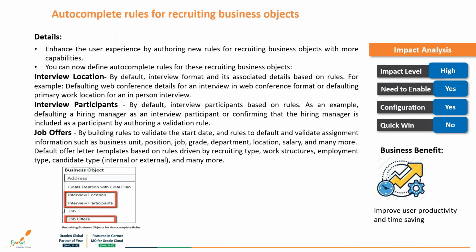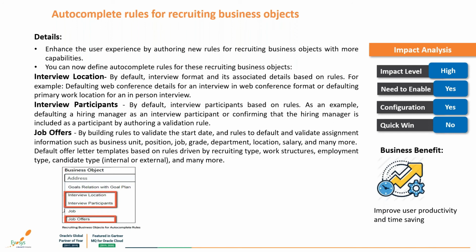which is autocomplete rules for recruiting business objects. This 21B new feature enhances the user experience by authoring new rules for recruiting business objects with more capabilities. So you can define autocomplete rules for this recruiting business object. You can now define these rules based on your interview locations. So you can default your interview location. Like if you are going to have an in-person interview, you can just default it to your primary work location, just a suggestion, or for an online interview.